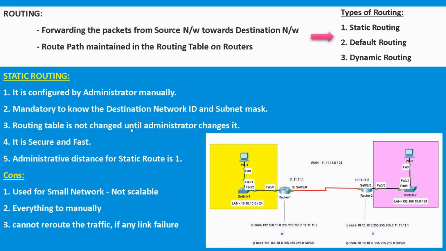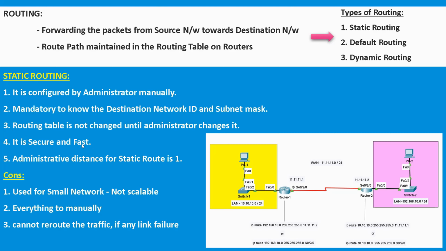The routing table is not changed until the administrator changes it. The route will not get changed in your router unless the administrator changes it. So it is a fixed one. That is why it is called static. Static means fixed. Due to this reason, we call this type of routing a secure way, because it is configured by the administrator. So the administrator decides which network I wish to communicate with and which network I don't want to communicate with. So it is a secure one and also the fastest one.